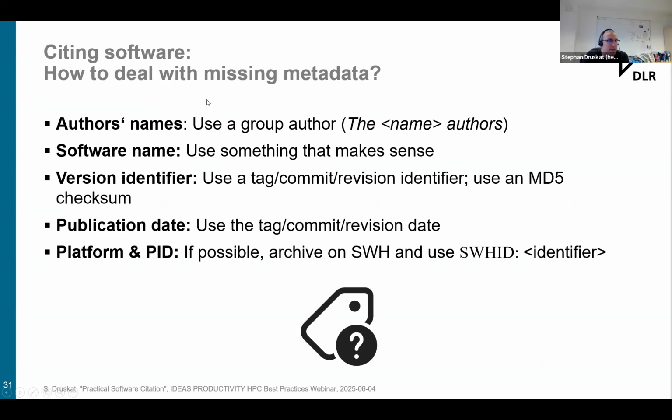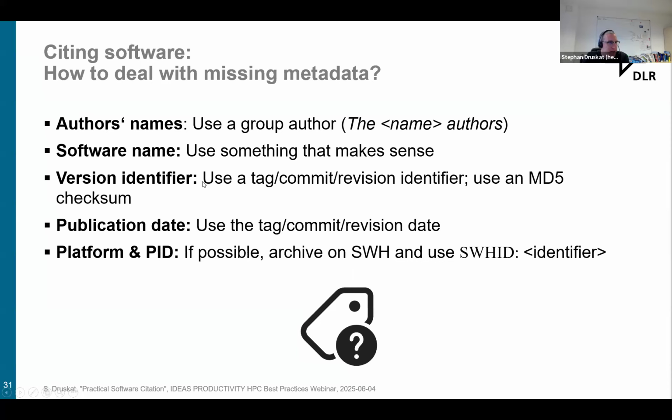There are some strategies, like I said, about how to deal with missing metadata. So for authors' names, if you don't have them, use a group author. It's not something that I would recommend software projects give people to cite, but if you're a user and the software project hasn't given you any metadata, use a group author, call it the software name authors. That's good enough. It's better than not supplying anything or supplying wrong data. Software name is not really all that important if you have a PID, so use something that makes sense.